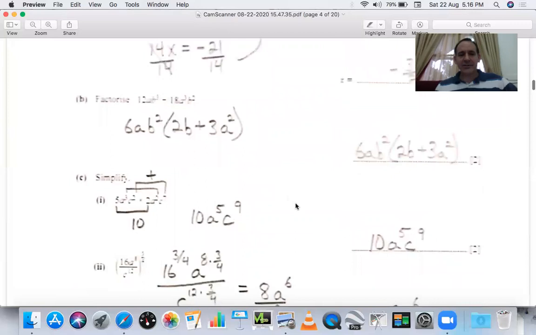Then we have factoring. Remember, factoring is division. So with the coefficients, the basic math, what number divides out of 12 and 18 is 6. And then with the letters, you're following exponent rules. And exponent rules with division means you're subtracting the exponents.